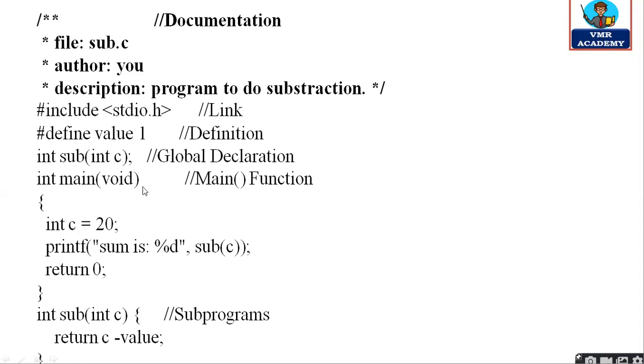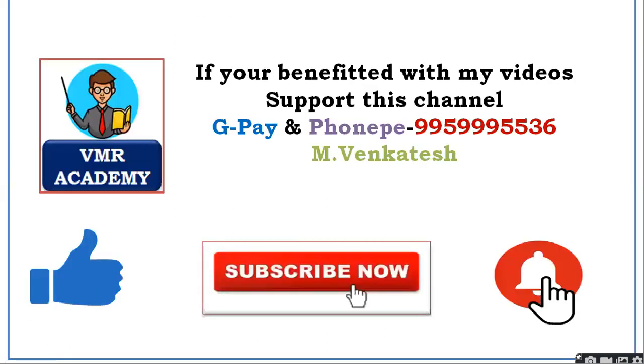And for the main function I had written an integer return type, so I was simply returning int 0. And this is how your general C program will look like. All 6 parts: documentation, link, definition, global declaration, main function, and then all your sub programs, right? So this is the basic structure of a C program.